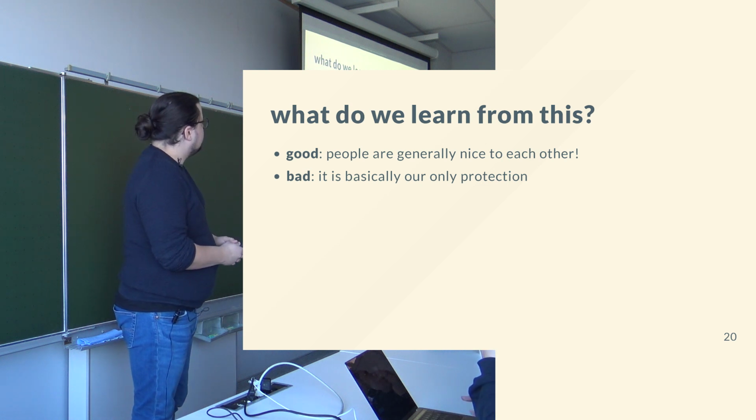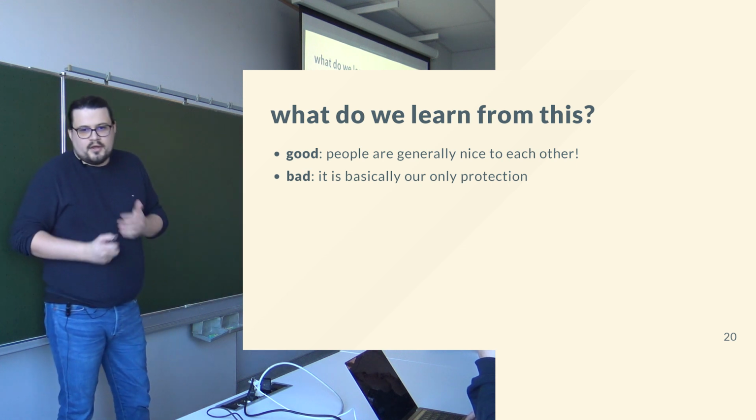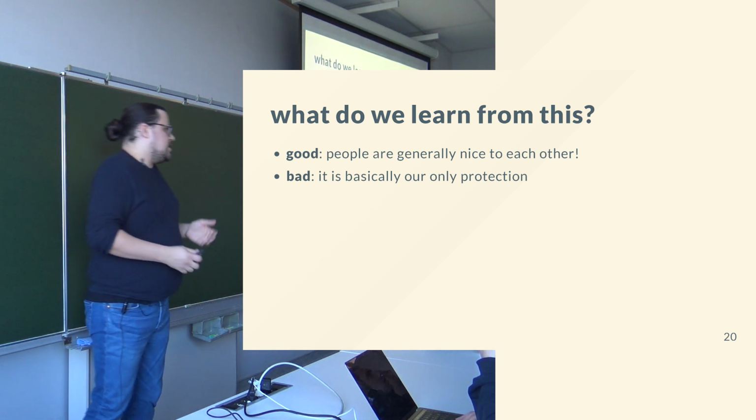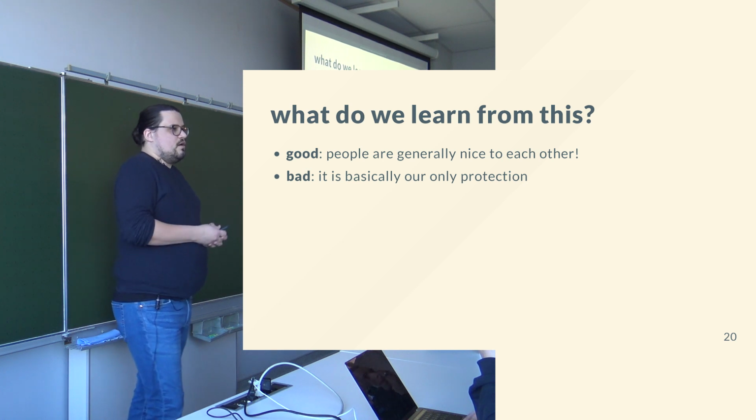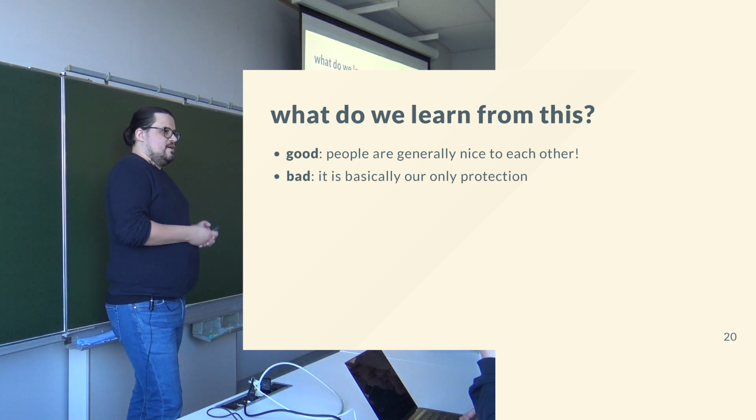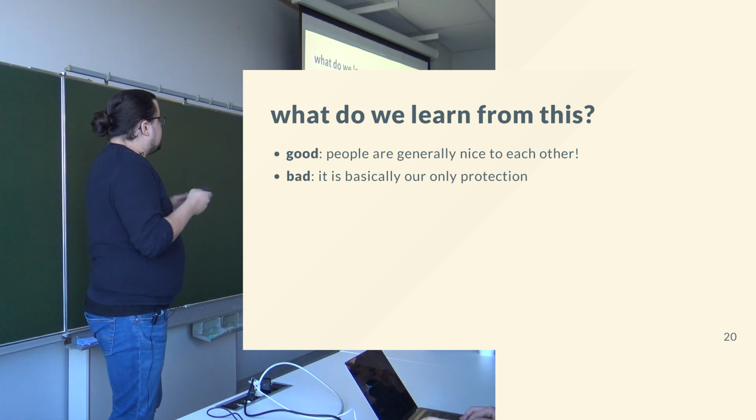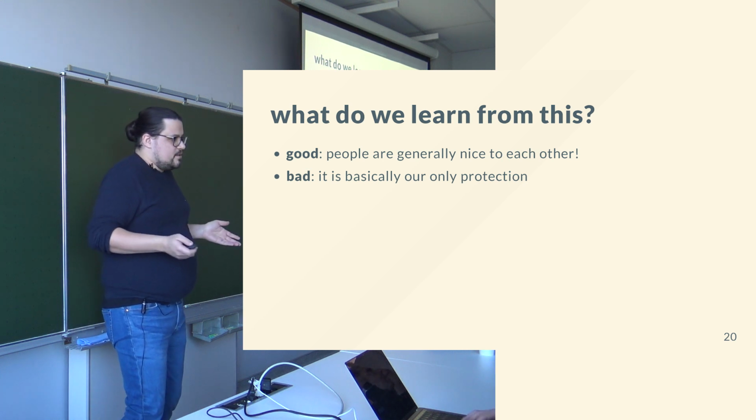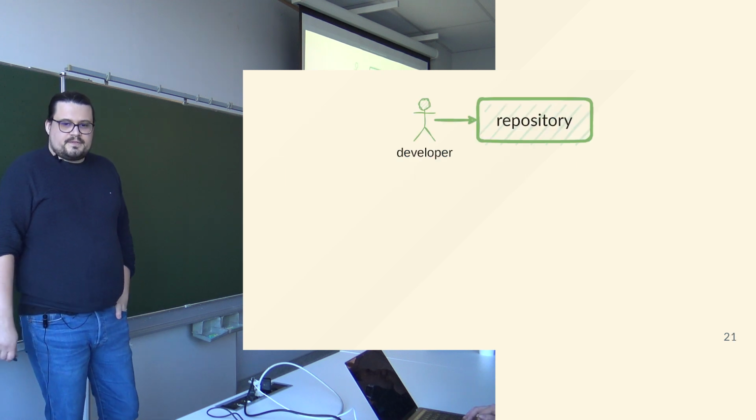So what do we learn from this? The good news is that people are generally nice to each other, because we rely on hundreds of open source developers that, on average, are professional and nice to each other. So that's good news. The bad news is that that's basically our only protection now. We don't have much more to protect from these.